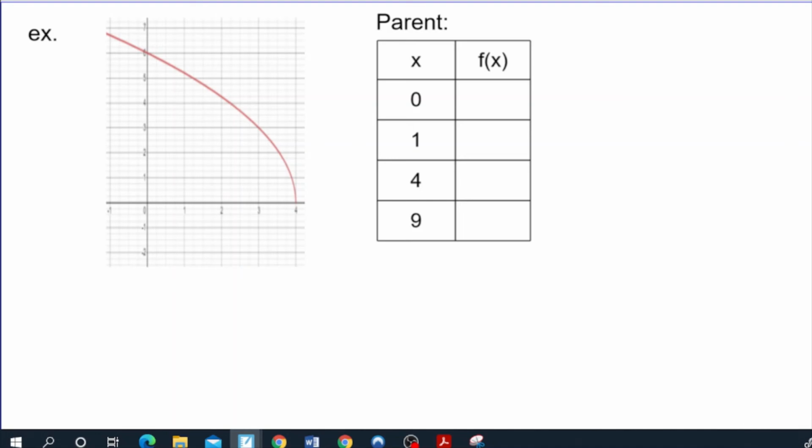Let's look at one more example here, just to show you that you can have various different scenarios. So here is the graph that I'm giving you. I am expecting you to be able to recognize this graph as a square root function.